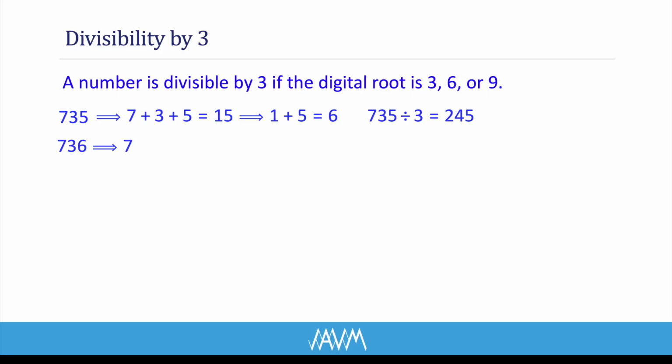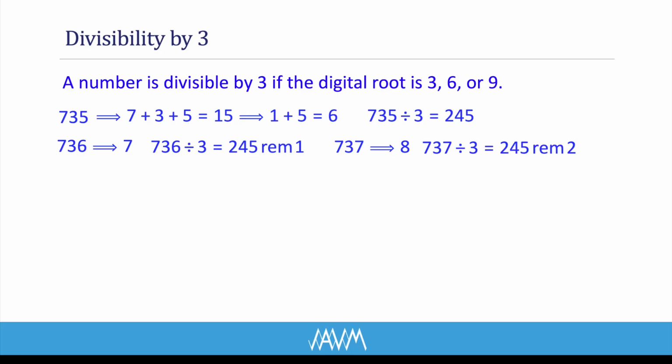Let's look at 736. The digital root is 7. And 736 divided by 3, sure enough, leaves a remainder of 1. Let's have a look at 737. The digital root is 8. And this number divided by 3 is 245, remainder 2. 738 has a digital root of 9. And on dividing by 3, it leads to 246.